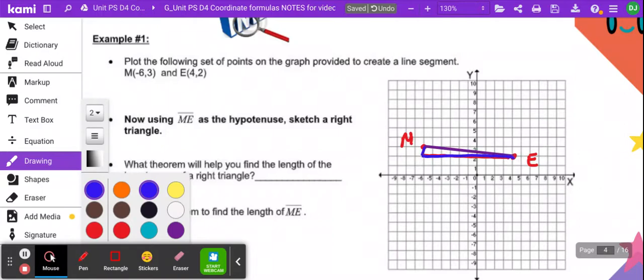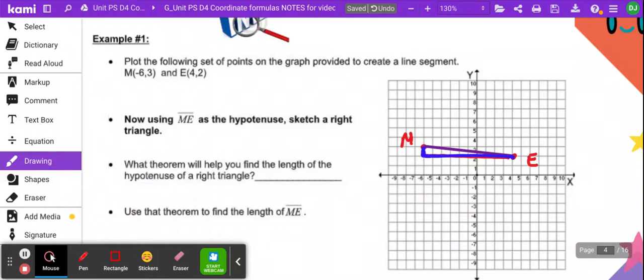All right, so there is my right triangle coming down one and over. Okay, so now it says, what theorem is going to help me find the length of the hypotenuse of a right triangle? Well, we went over this last class. Yes, Pythagorean theorem. All right, and remember that mine is my C, right? And then here's my A and here's my B. It doesn't matter who's A and B, they're both legs.